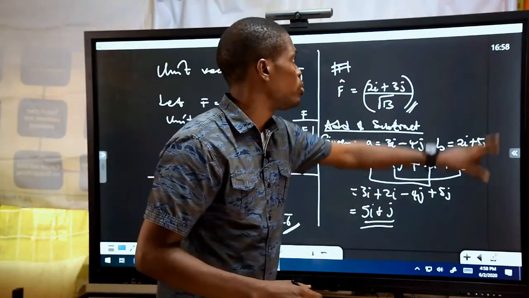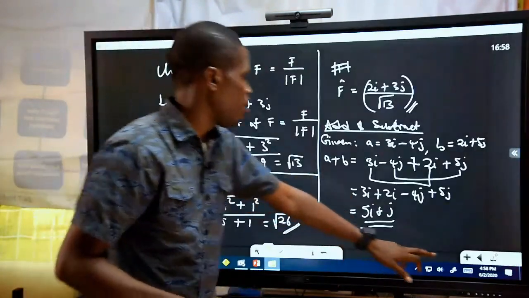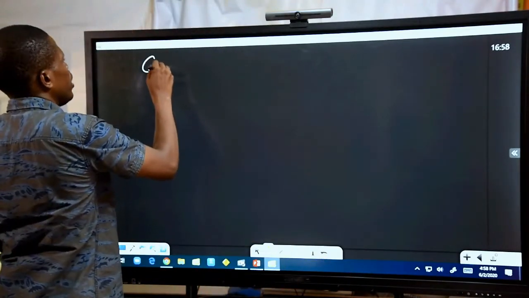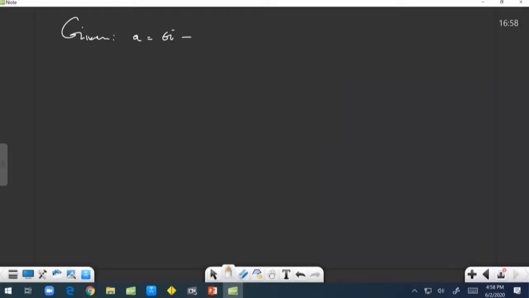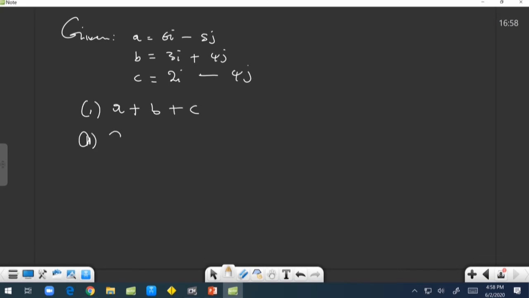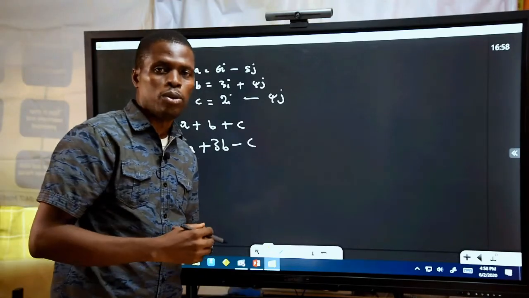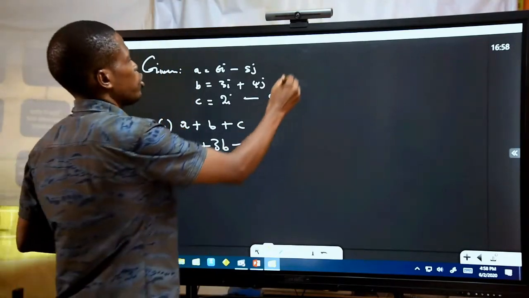So we can look at some examples on subtraction and see how we can relate that. We are given again vector A equal to 6i minus 5j, vector B is equal to 3i plus 4j, and vector C is 2i minus 4j. We are asked to look for, one, A plus B plus C, and two, 2A plus 3B minus C. I will solve the first one and leave the second one for you to attempt at home. So let's see how we solve the first one.